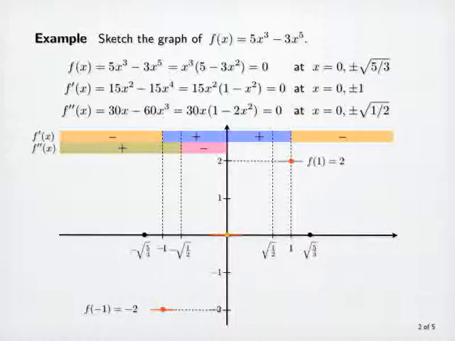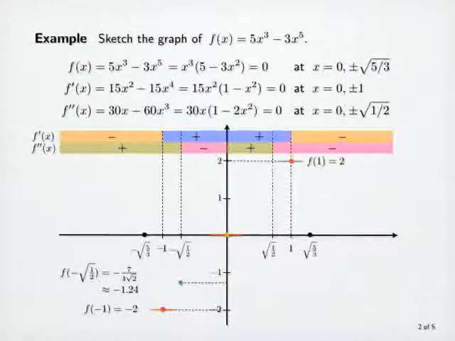Between 0 and the square root of a half, f double prime is positive again, because both factors are positive, and if x is greater than the square root of a half, f double prime is negative, because the factor 1 minus 2x squared has become negative again. The value at minus the square root of a half turns out to be minus 7 over 4 root 2, which is about negative 1.24, so we'll plot a point where x is minus the square root of a half and y is equal to that value.